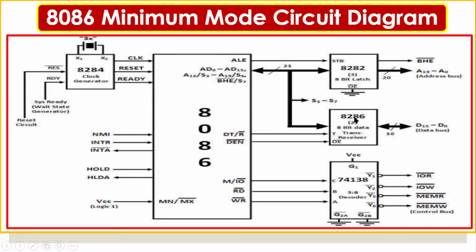So that's why we need 2 devices of 8286, because we have 16 data lines, D15 to D0. Each device handles 8 data lines, so we need 2 devices. That's all for this 8286 bus transceiver. The name of the IC is bus transceiver.